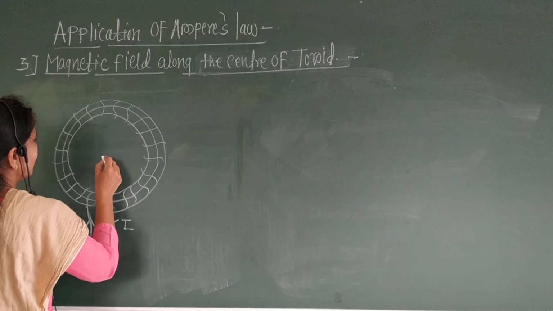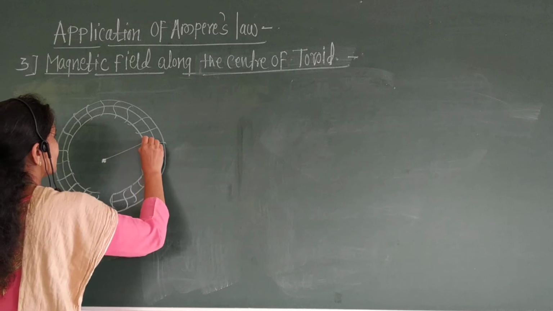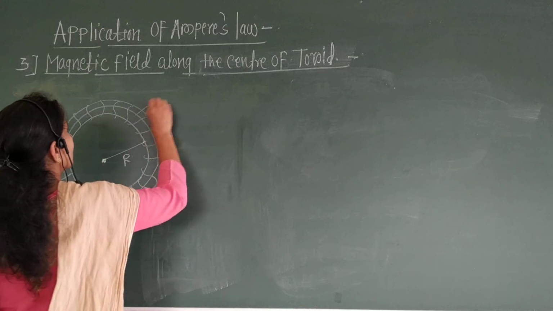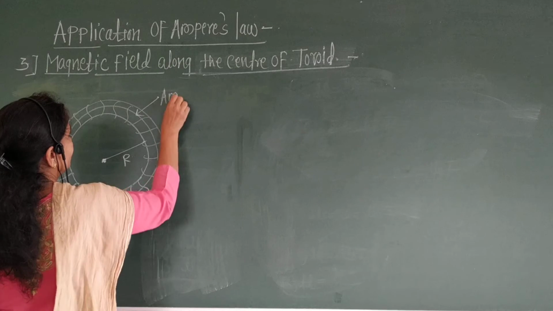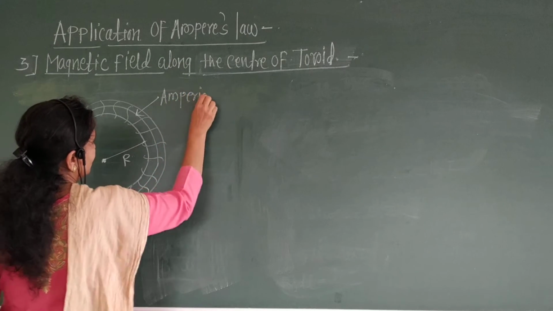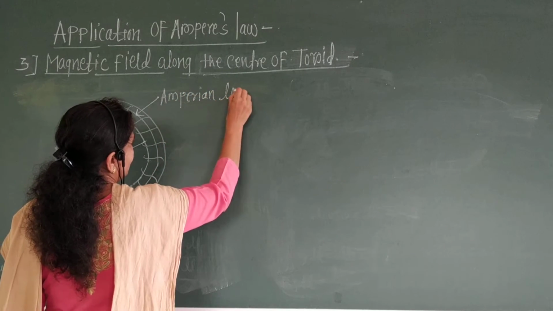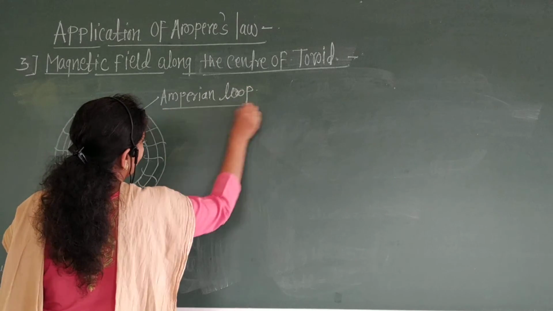This is the center of the toroid. This distance is capital R. This is the Amperian loop, in the form of a ring.